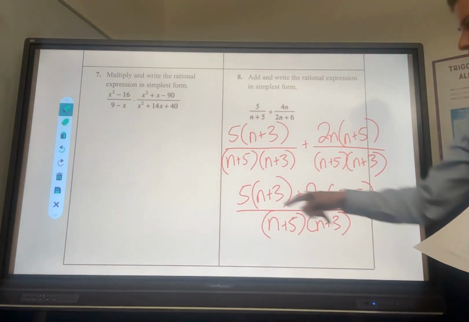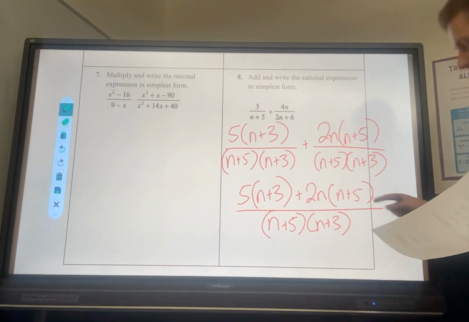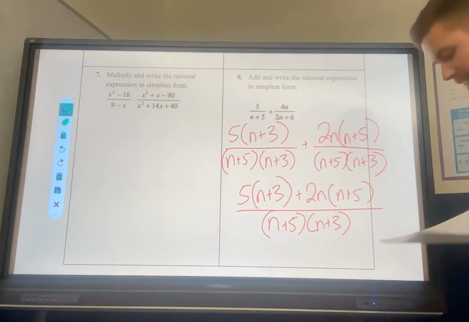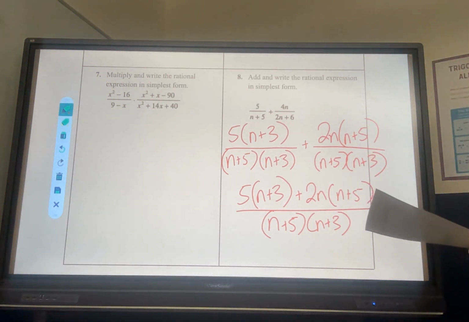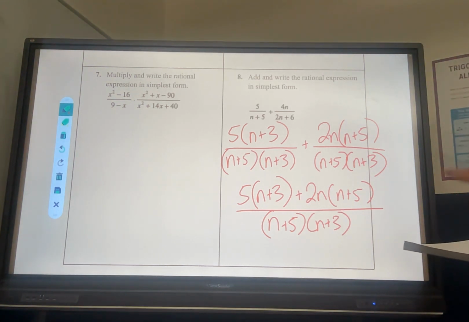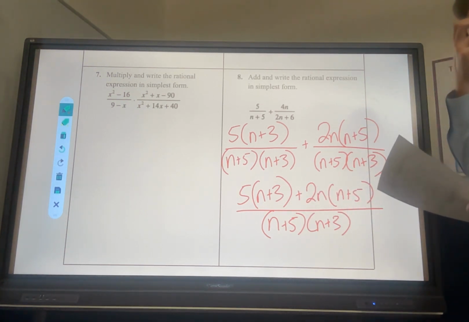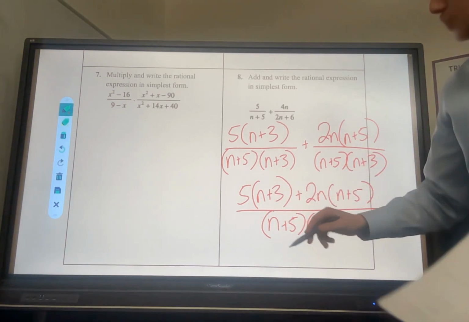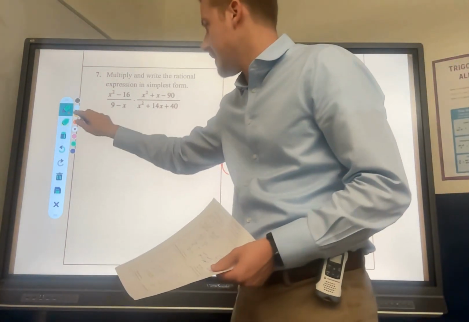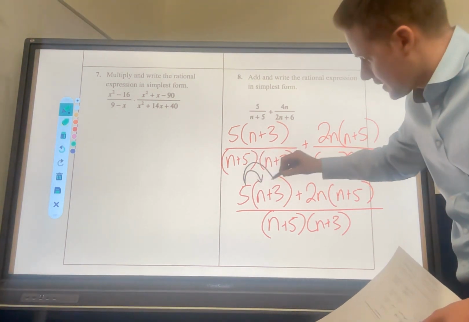All right, so I've got 5 times n plus 3 plus 2n times n plus 5 all over our common denominator there. All right, that puts us in a pretty good position, but we're not quite done. In order for us to finish, we do need to simplify what we've got up here in the numerator. And the way that we're going to do that is we're simply going to distribute. So let me draw in some black arrows to denote what I'm going to distribute so y'all can see how to get to the next step.